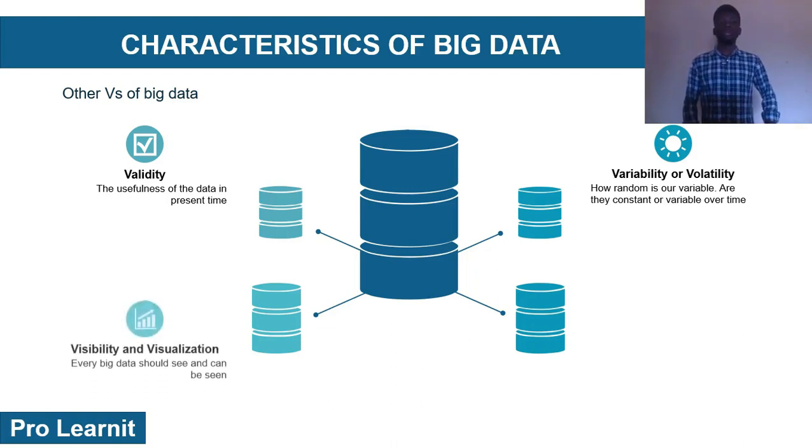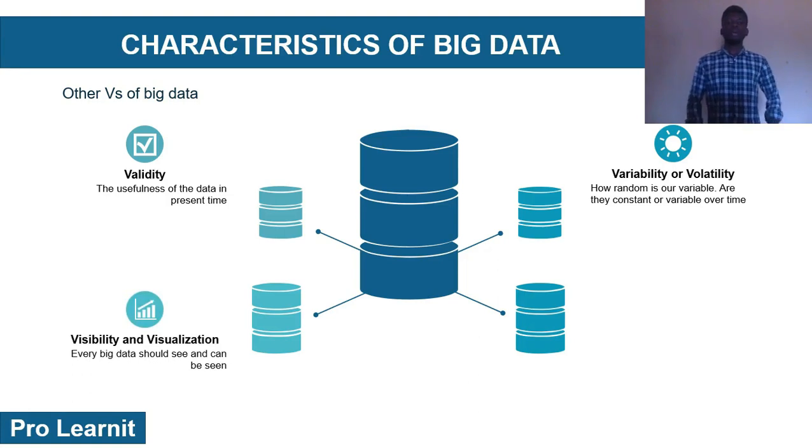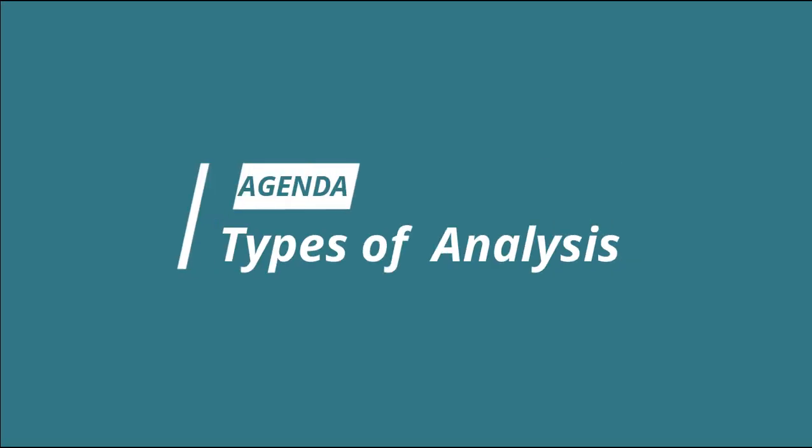Some other thing we want to talk about in big data is the visualization. Big data should have the ability to see and be seen. We should be able to visualize big data. That's what makes it big data. We should be able to see them. There are other V's I'm not going to be talking about right now. You can go ahead and read some other V's of big data.